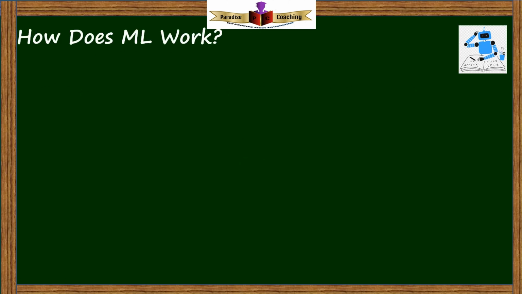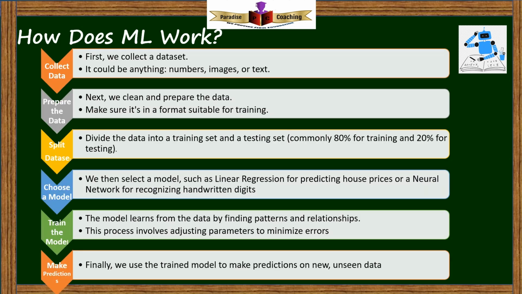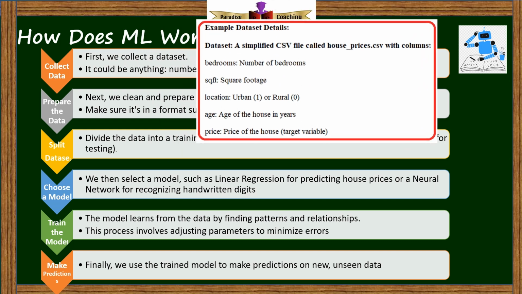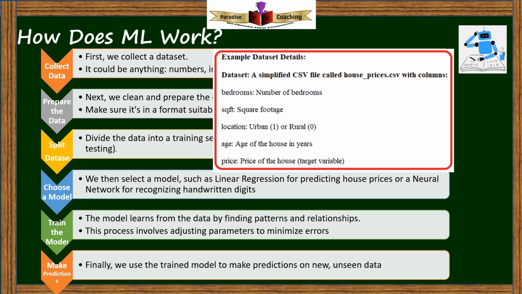How ML works. Machine learning models work by learning from data. Here's a simple breakdown of the process. 1. Collect data. First, we collect a data set. It could be anything: numbers, images, or text. Here is an overview of the dataset.